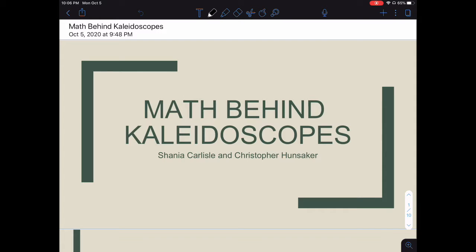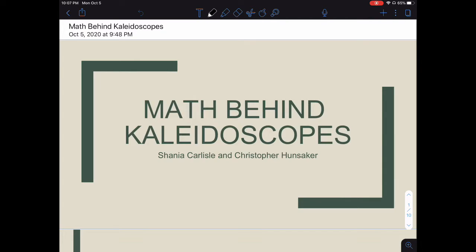Hi, today we're going to be learning about the basic math behind kaleidoscopes. Kaleidoscopes are made with two or more mirrors or reflective surfaces positioned at an angle to each other, forming a V-shape or a triangle. A collection of objects are positioned at one end of the mirrors, and there is an eye hole at the other.